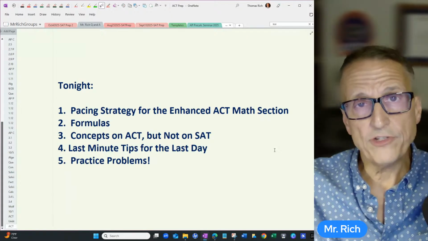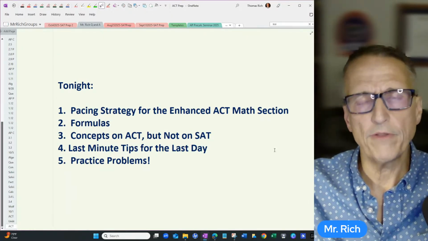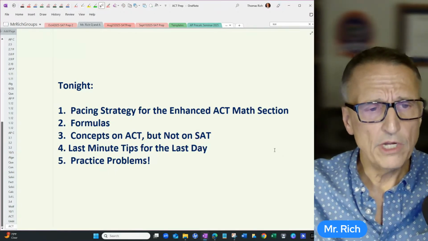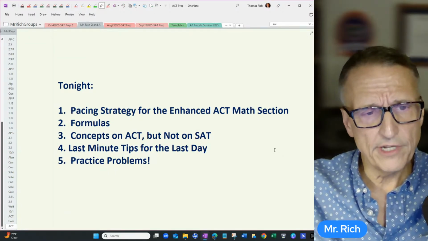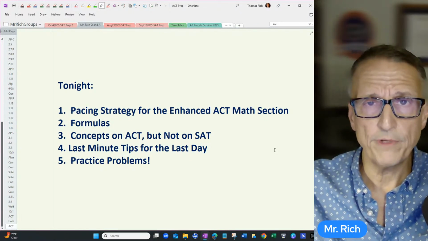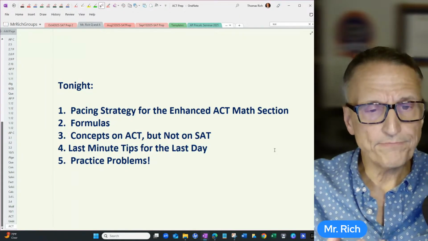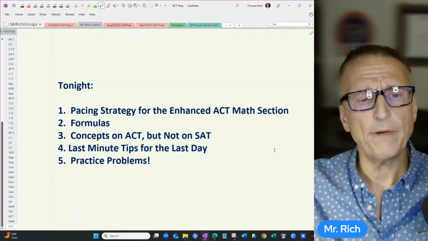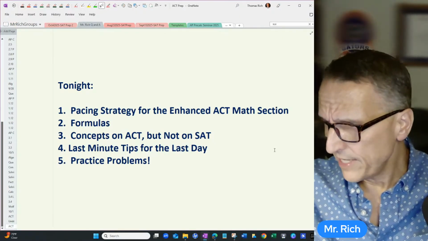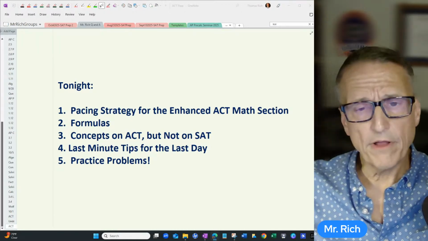The other thing that has changed on the enhanced version is that there are now 4 answer choices for every multiple choice question instead of 5. I'll talk a little bit about the formulas, mostly to say be sure to study the formulas and get a good formula sheet and look at that before the test on Saturday. I am also going to talk about the concepts that are covered on the ACT that are not on the SAT.